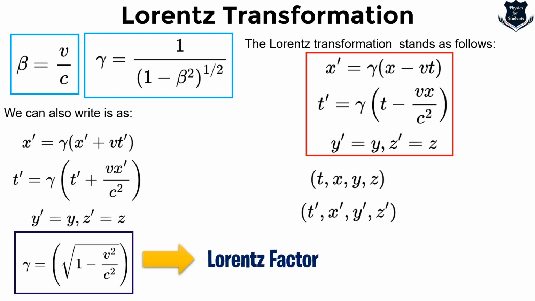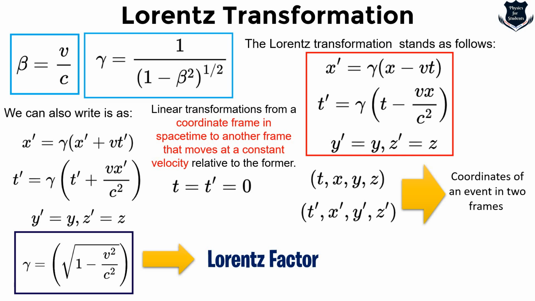Now what you see is that in the Lorentz transformation, t, x, y, z and t prime, x prime, y prime and z prime are actually the coordinates of an event in two frames of reference, with the origins coinciding at t equals t prime equals 0, where the primed frame is seen from the unprimed frame as moving with the speed of v along the x-axis. So this is a linear transformation from a coordinate frame in space-time to another that moves at a constant velocity relative to the former.